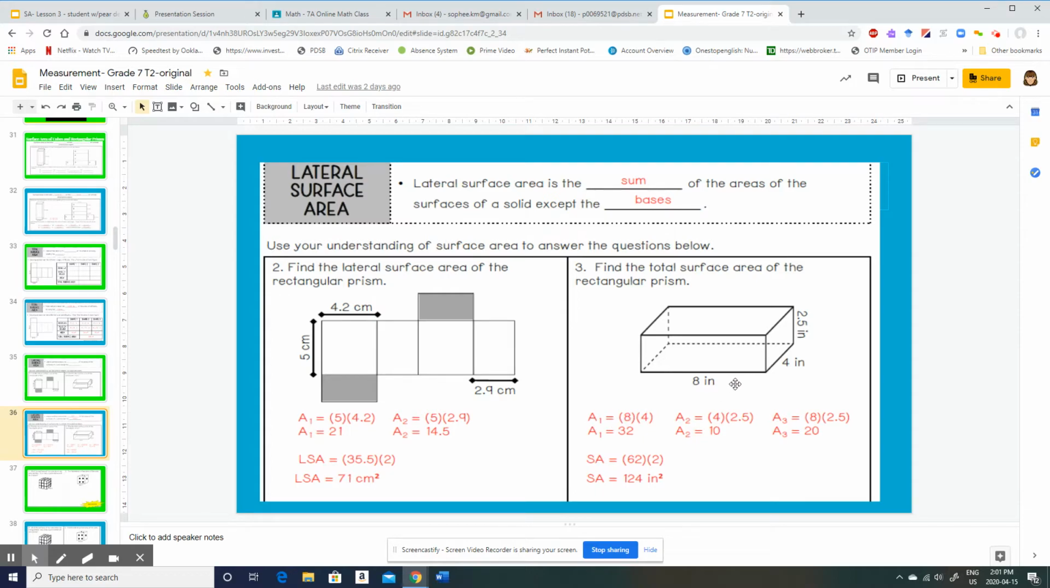Area 1, 8 times 4, which equals 32. Area 2 is 2.5 times 4, so this side here and this side here, and that comes to 10. And the third area is 2.5 times 8, and that comes to 20. I would need to double these numbers. So for my answer, I could add these up and times 2, and my answer would be 124 inches squared.